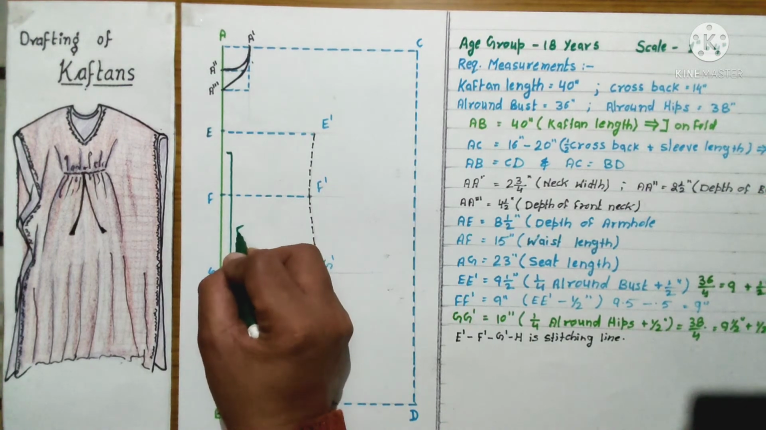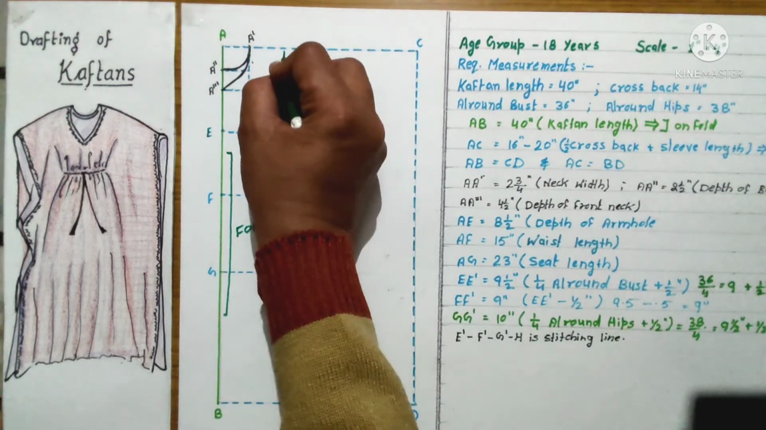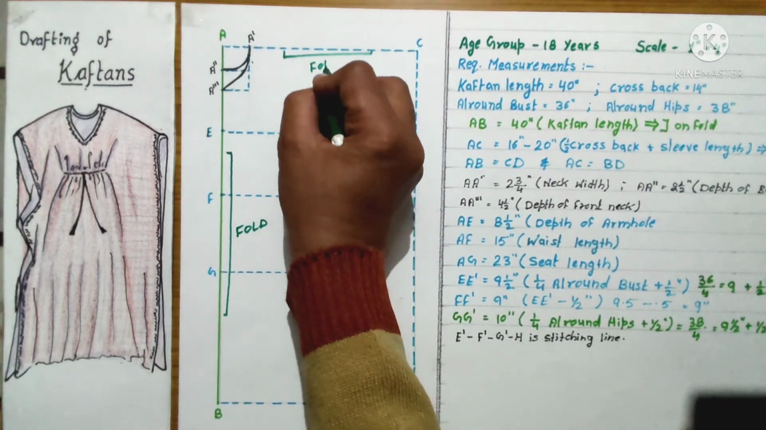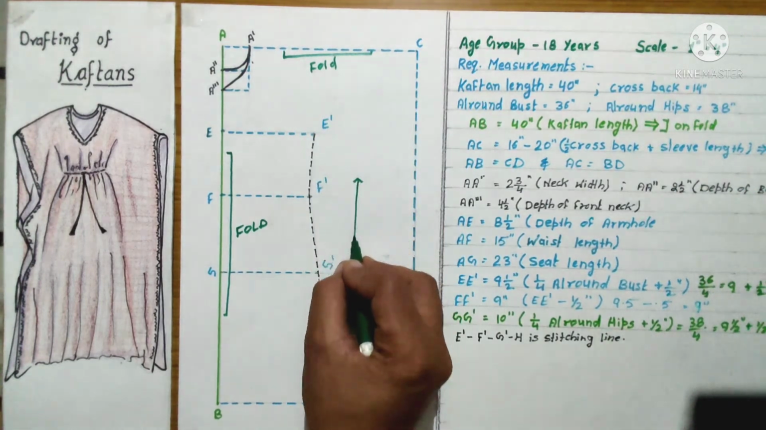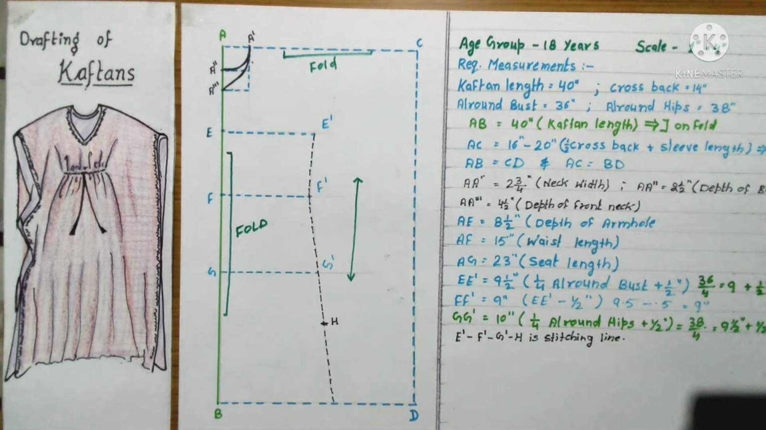This is the on fold, as I told in the starting. This is again on fold because we have to fold the fabric 4 times, and this is the grain line of the kaftan. So this is all about the kaftan.